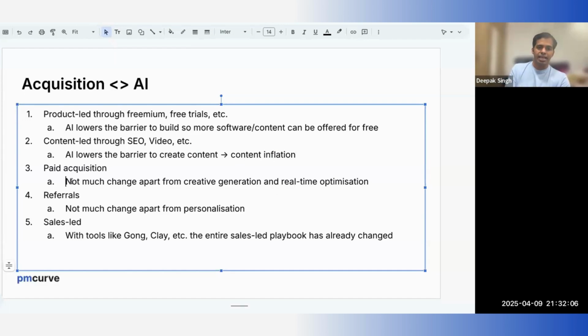The third thing is paid acquisition. Now, in paid acquisition, there is not much changing apart from creative generation and real-time optimization. But here is the thing that you will be expected to do in the next few months, if you're not already.